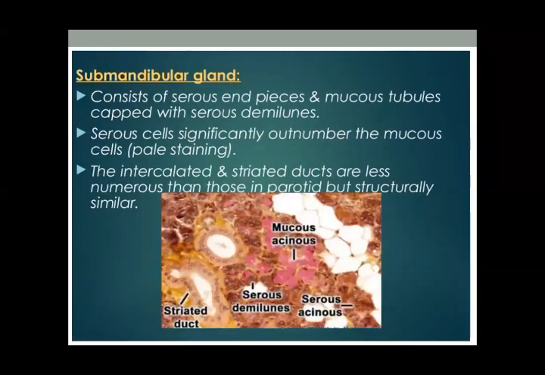Submandibular gland consists of serous acini and mucous tubules capped with serous terminals. Serous cells significantly outnumber the mucous cells. Pale staining. The intercalated and striated ducts are less numerous than those in parotid but structurally similar.